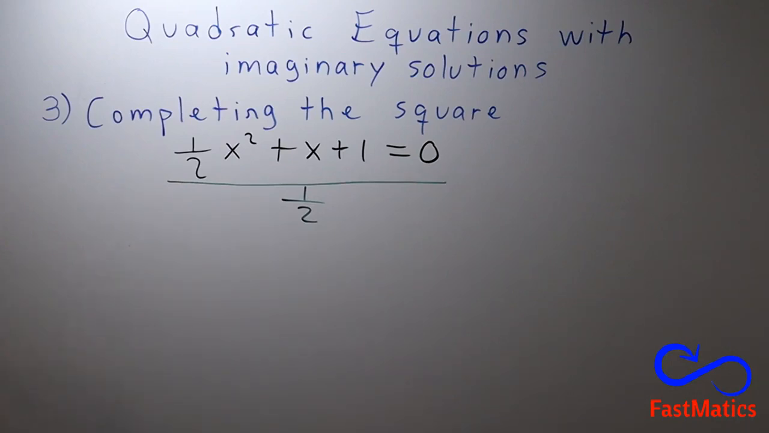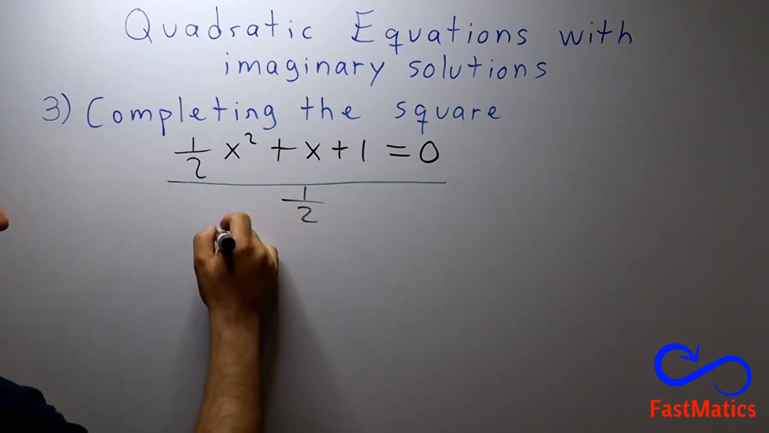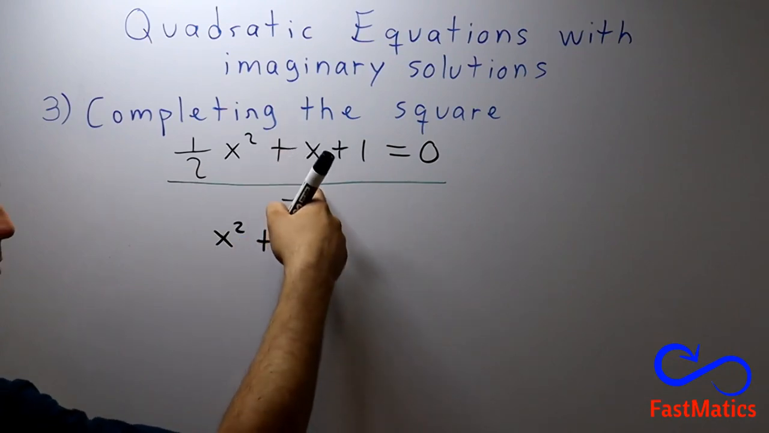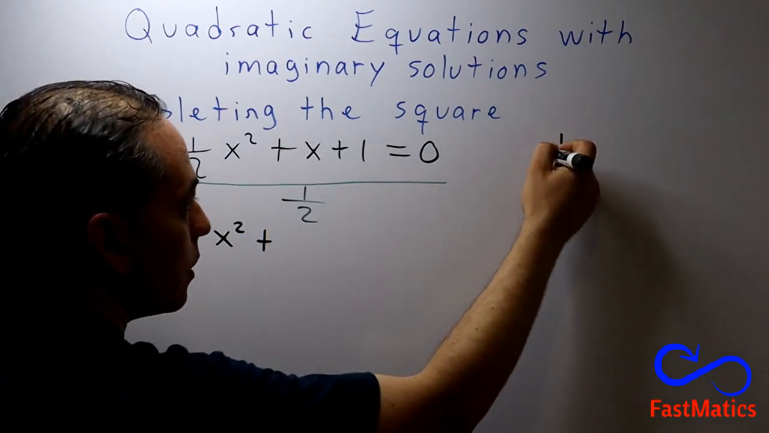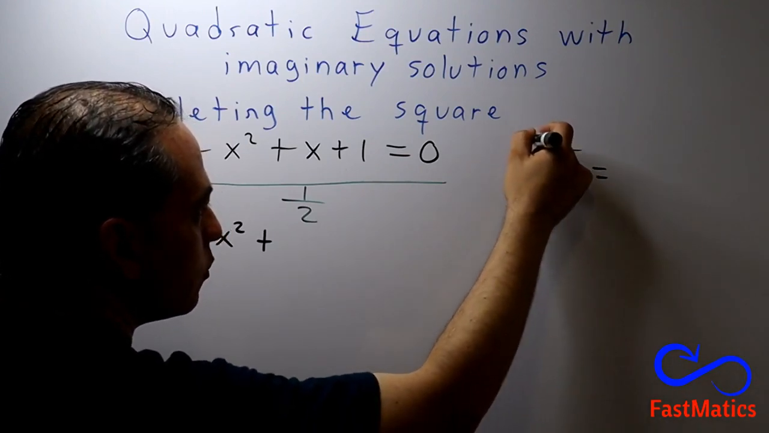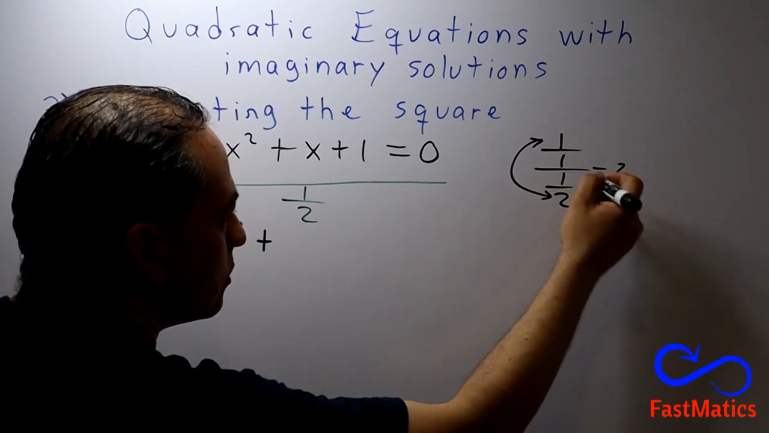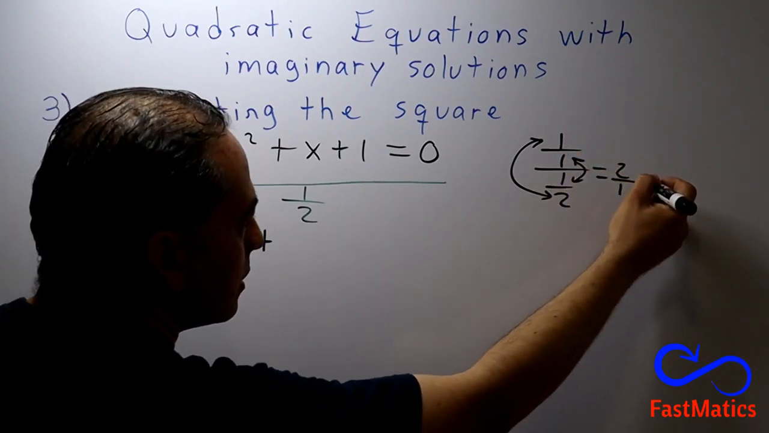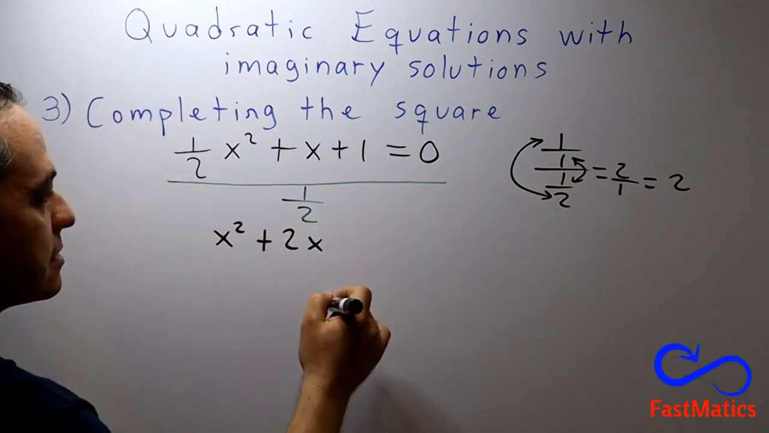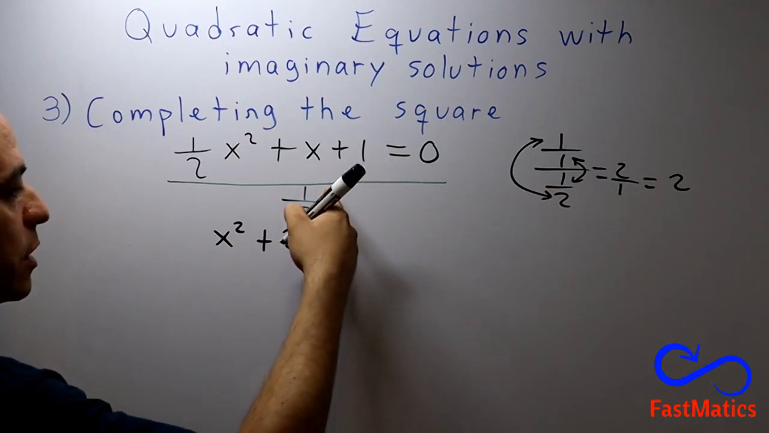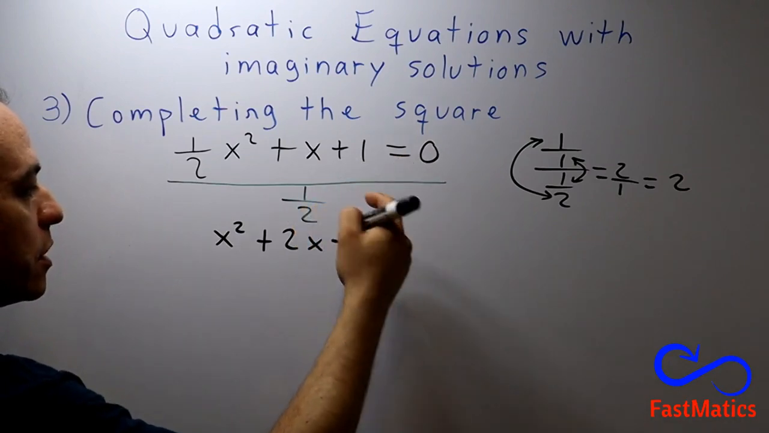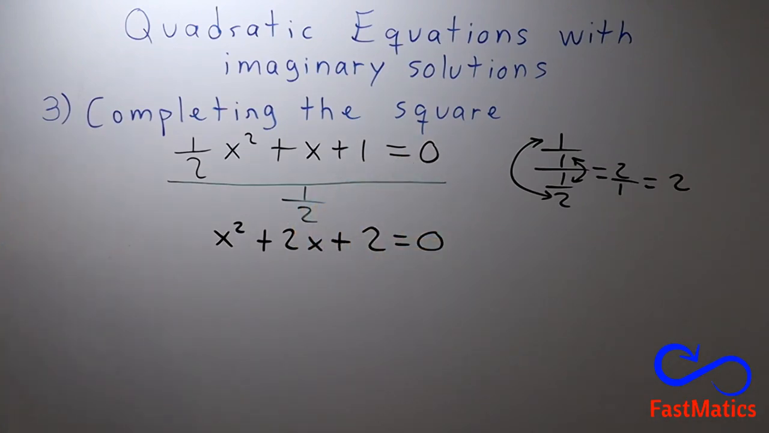So 1 over 2 divided by 1 over 2 is 1x squared plus 1 divided by 1 over 2. Remember, 1 divided by 1 over 2, you multiply 1 times 2, 2, and 1 times 1, 1. And 2 divided by 1 is 2x. Finally, the same, 1 divided by 1 over 2 is 2, and 0 divided by 1 over 2 is 0.